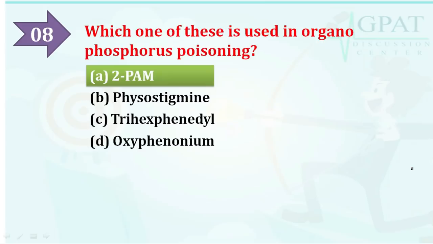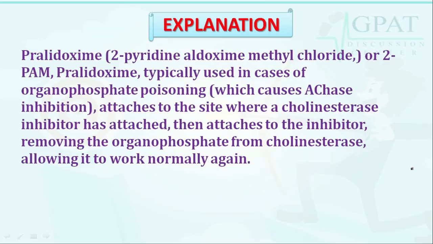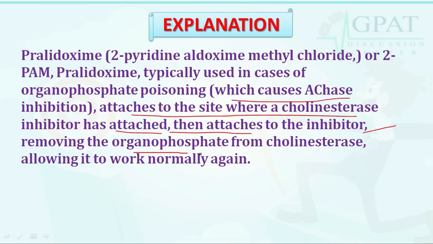Let's discuss with the help of explanation that pralidoxime, that is 2-pyridine aldoxime methyl chloride, or 2PAM, is typically used in cases of organophosphate poisoning, which causes acetylcholinesterase inhibition. It attaches to the site where the cholinesterase inhibitor has attached, then attaches to the inhibitor, removing the organophosphates from cholinesterase, allowing it to work normally again. So the correct answer is 2PAM.